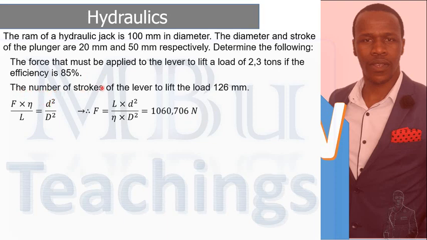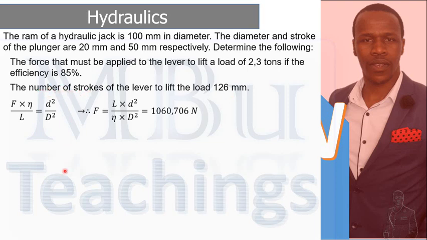The number of strokes of the lever to lift. Okay, sorry, let me read it again. The number of strokes of the lever to lift the load 126 millimeters. So this is the same load, which is 2.3 tons, or 2300 kg times 9.8 meters per second squared. So we are given the load. Which formula can we use for this particular task? Because we're looking for the number of strokes.